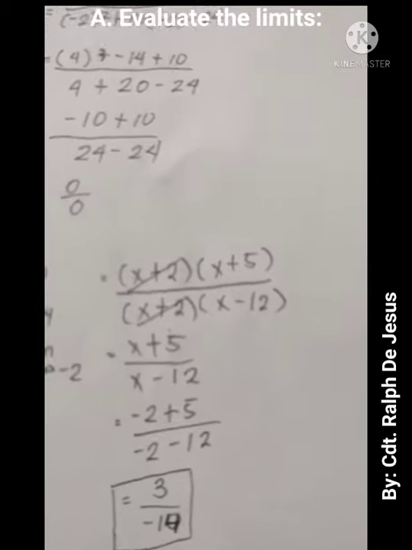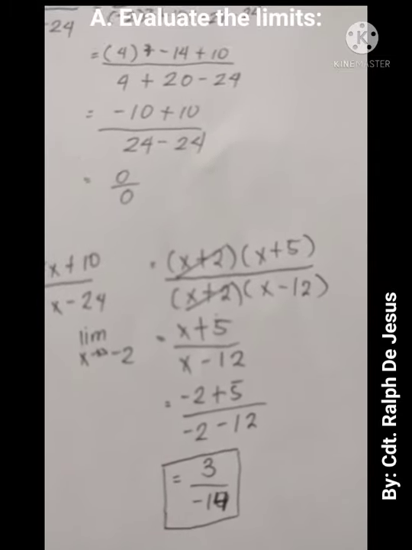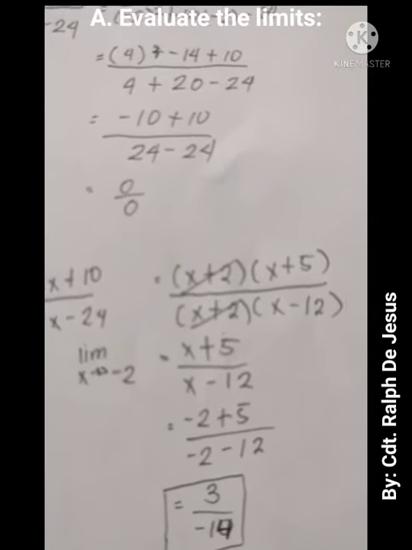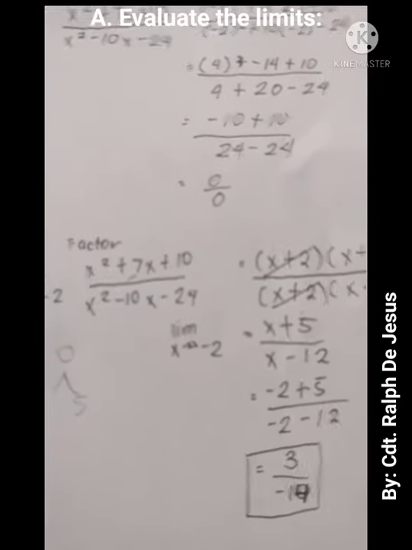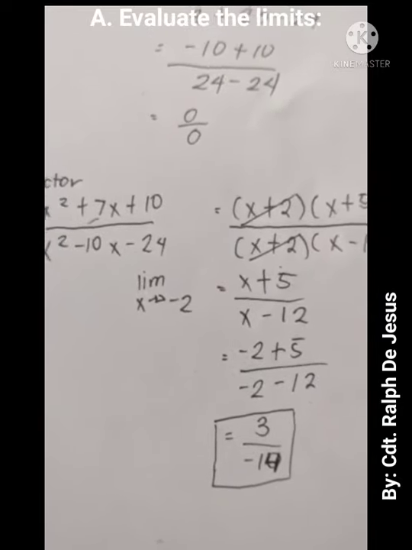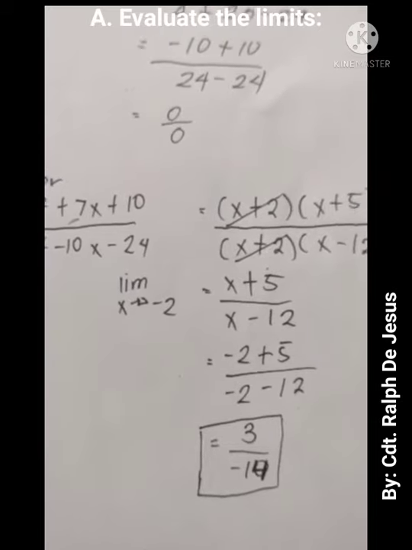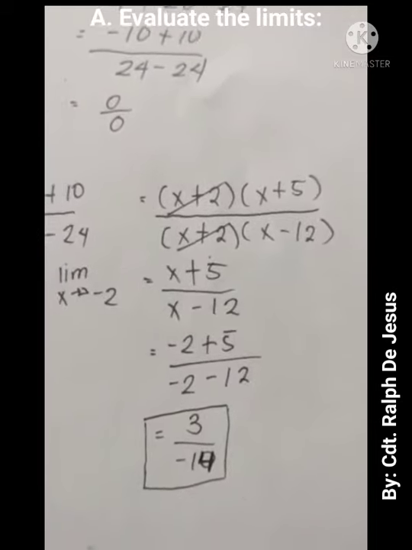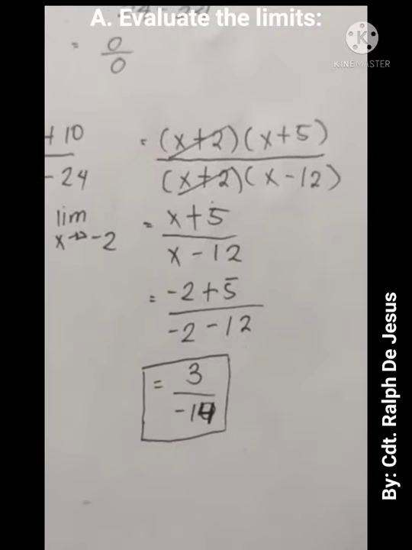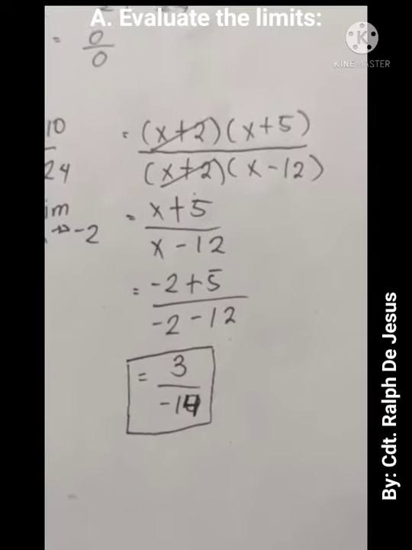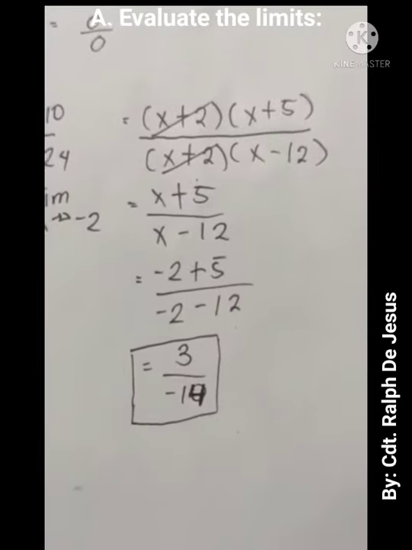In this case, we are going to cancel x plus 2 and we will be left with only x plus 5 over x minus 12. Now we can find the limit as x approaches negative 2 of x plus 5 over x minus 12. It will be negative 2 plus 5 over negative 2 minus 12. So the final answer will be 3 over negative 14.